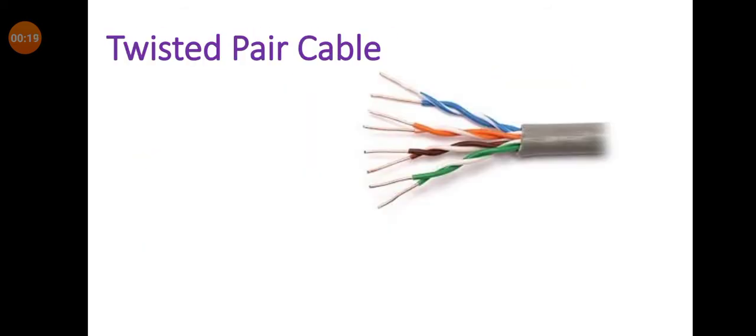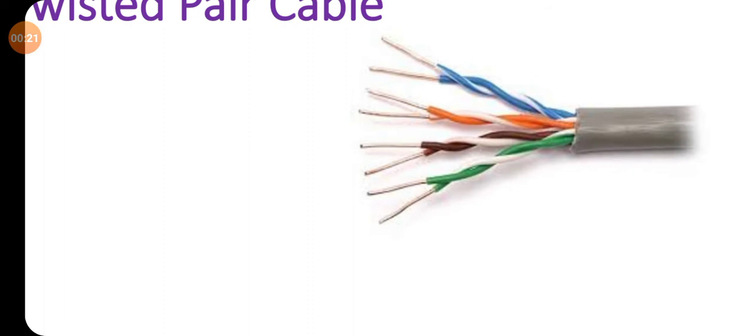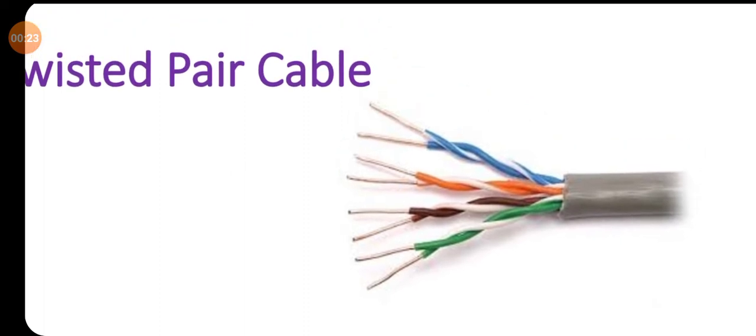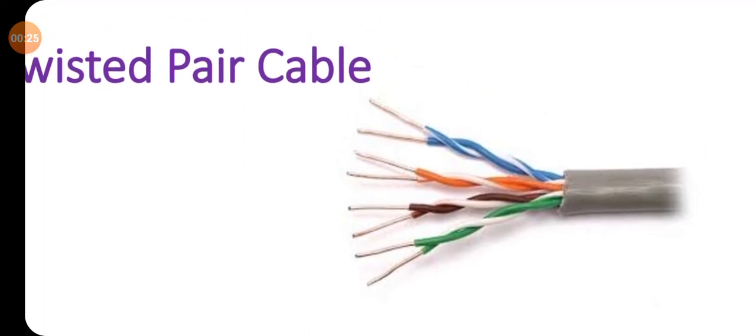So twisted pair cable looks like this. Look on screen. So why are these called twisted pair cables? Because two wires are twisted together and used as a single wire here. So that is why the name is twisted pair cable.